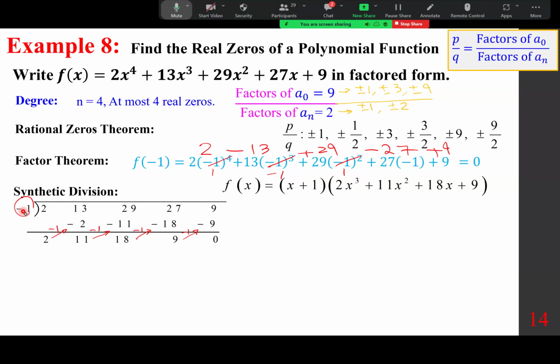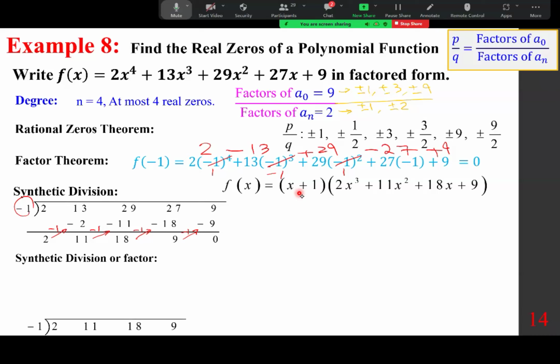You have to do it with -1 again, because it may be of multiplicity 2. So that's why you are going to check with -1 again before you check any other number. So one more time. If x plus 1 is a factor, it may be a factor of multiplicity 2. That means x plus 1 squared. So you have to do the -1 one more time.